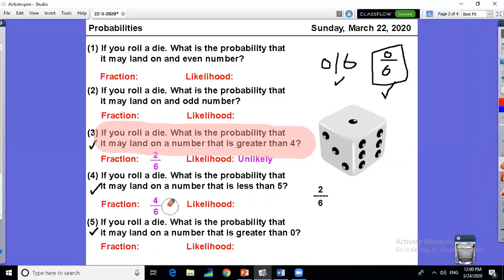So 4 out of 6 numbers are less than 5. Is this more than a half or less than a half? The half exactly is 3 out of 6. So 4 over 6 is more than a half, which makes the likelihood likely.